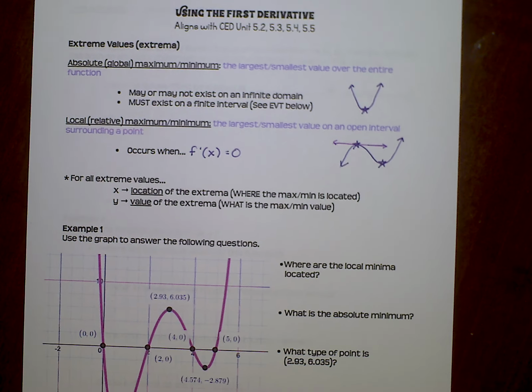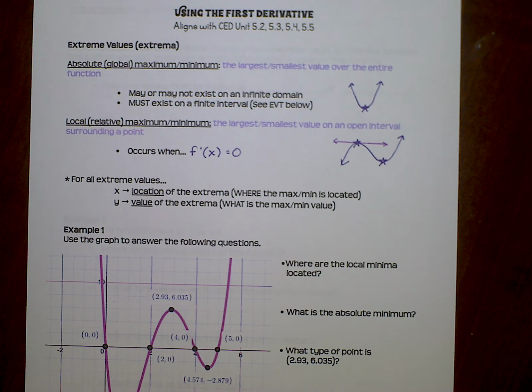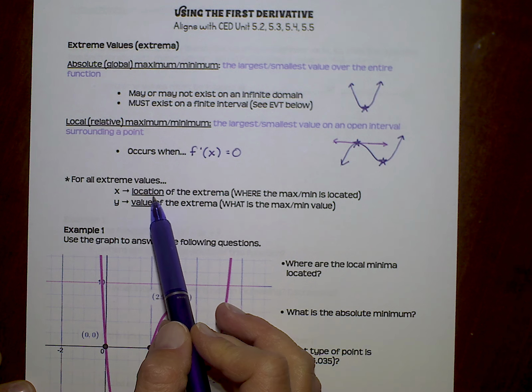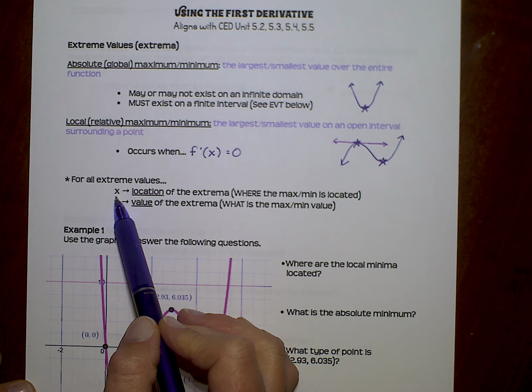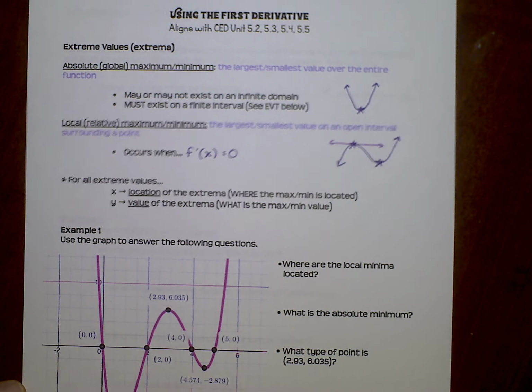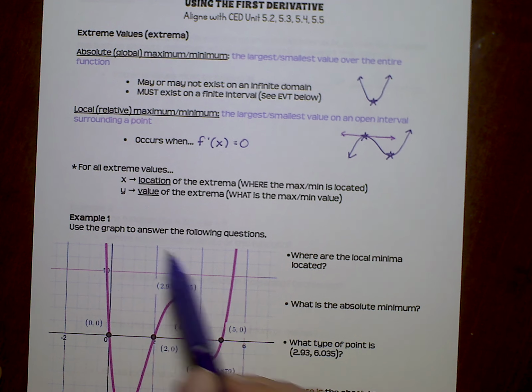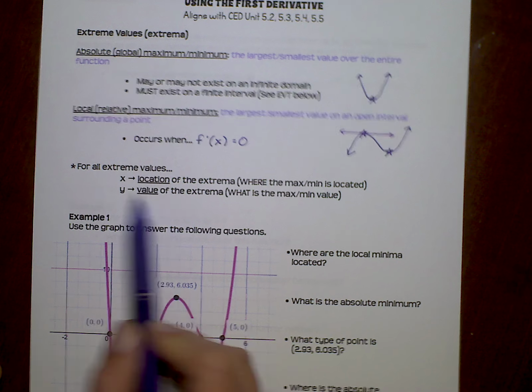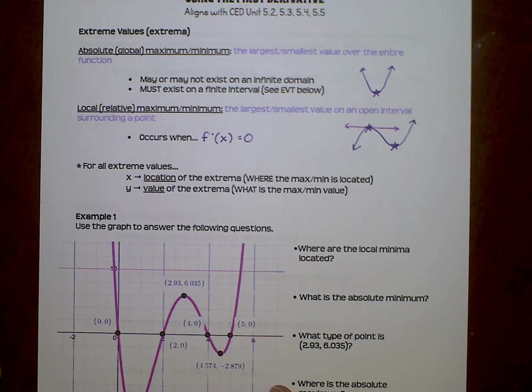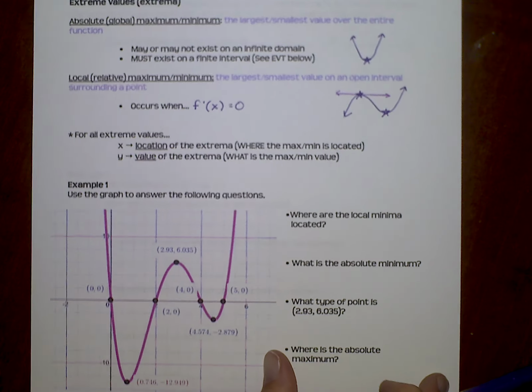And then just a little more wording for you in terms of how these questions are being asked. If I'm asking you where an extreme value is, and remember when I say extrema, I'm talking about maximum and minimum, and that could be a local or an absolute. But if I'm asking you where, I'm talking about a location, and that's where you're going to name the x value. But if I want to know what is the maximum or minimum, okay, what is the value of that extrema, the value is the y value, it's the function value, okay?